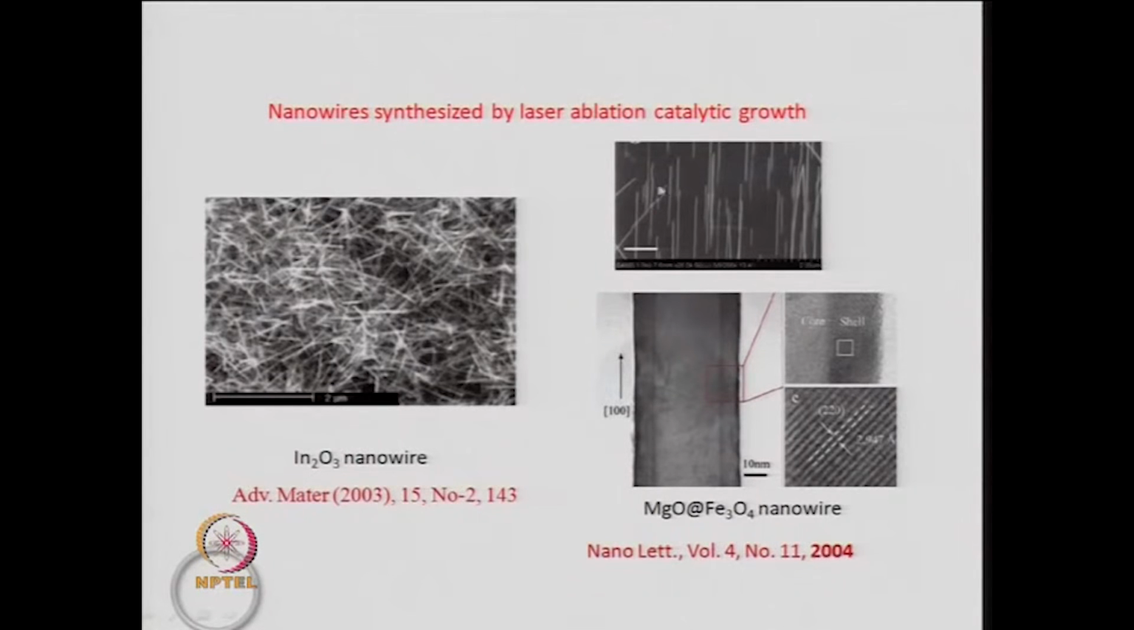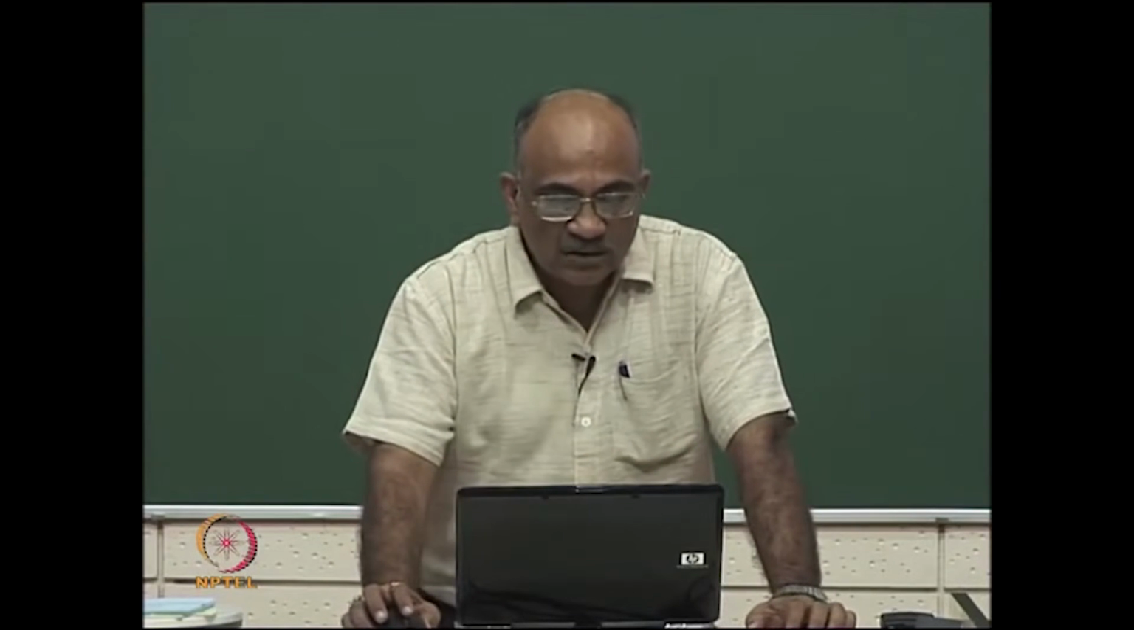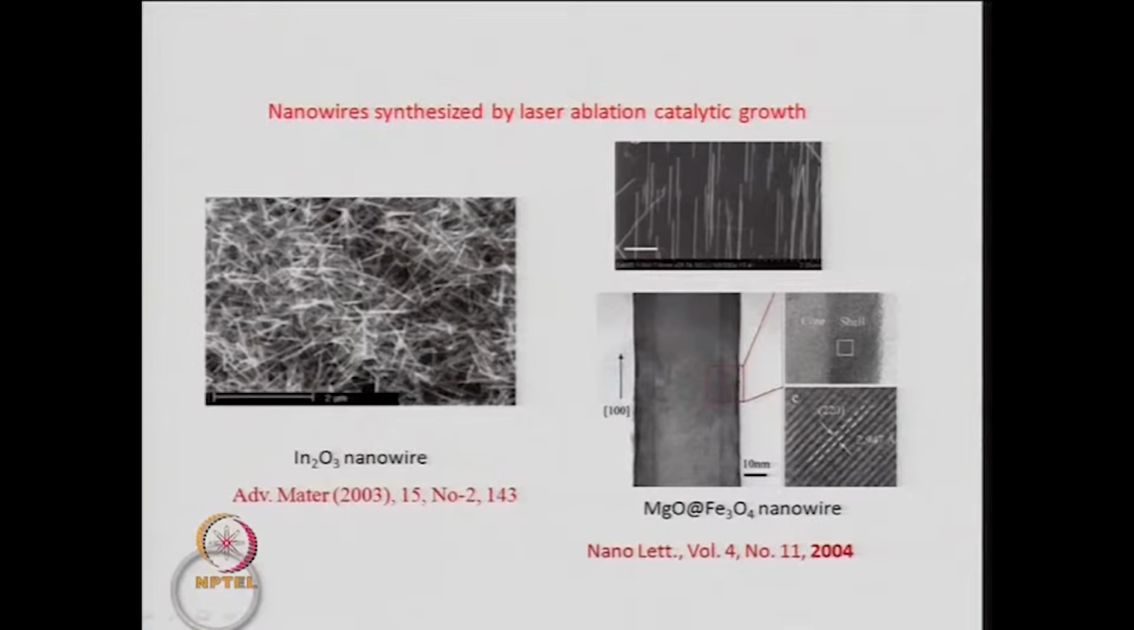Now, these are some examples of nanowires grown by this laser ablation technique, and you can see different types of nanowires can be grown. This is an indium oxide nanowire. In this technique you do not have the restriction of growing only metallic nanowires, but you can grow both metallic as well as oxidic nanowires, which are insulating or semiconducting. So, the indium oxide nanowire is shown here, it is quite uniform, and in this case what is shown is a core shell type of nanowire.